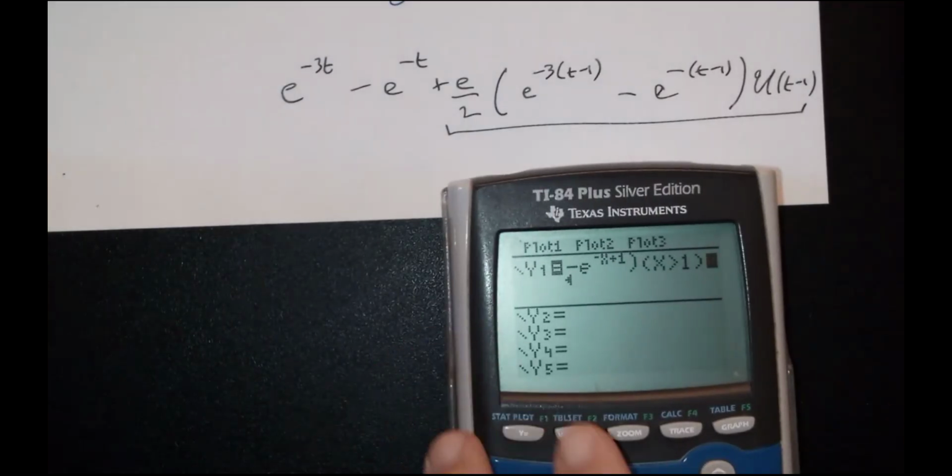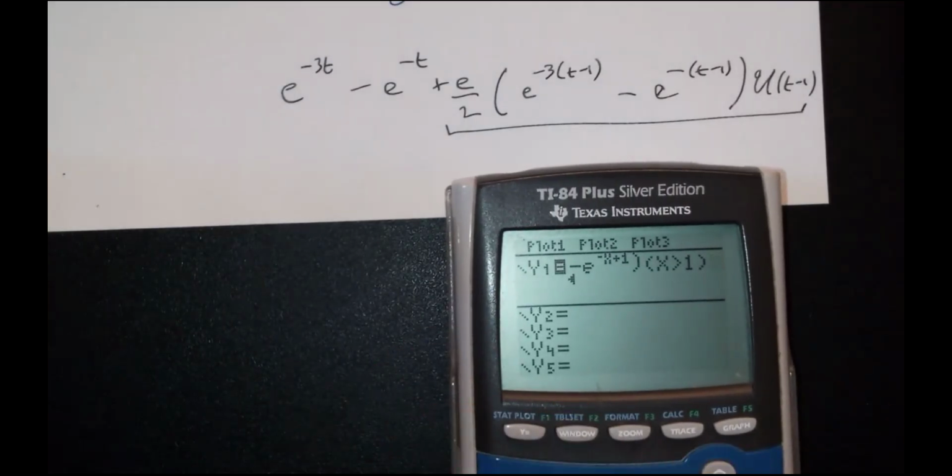Weird. What is your calculator showing you? Ooh. What is it saying? Syntax. Wait, let's go. Syntax. It looks right. Maybe there's a, can't tell.